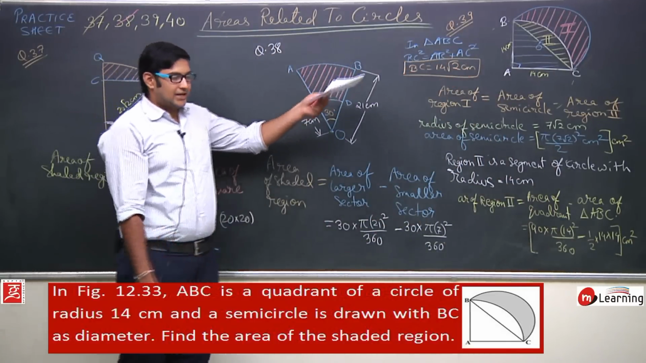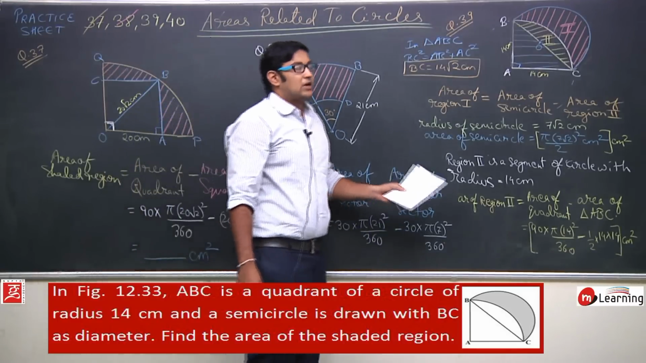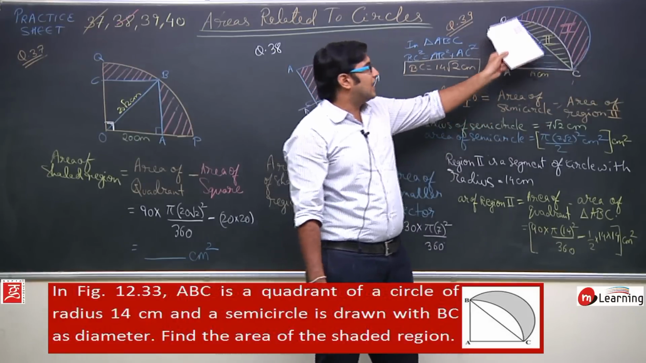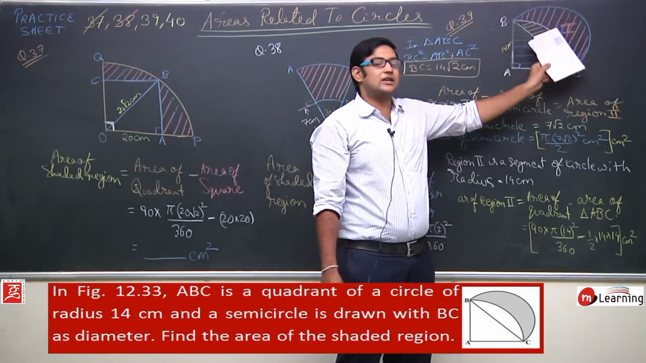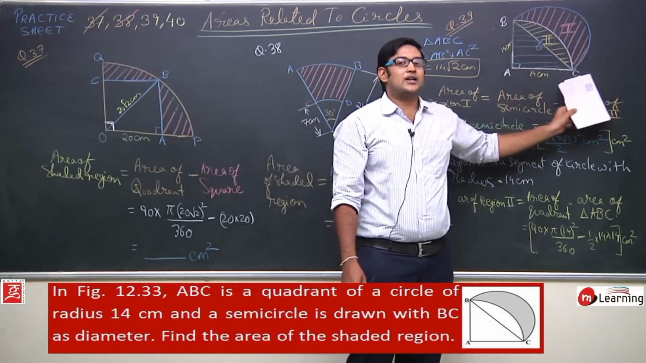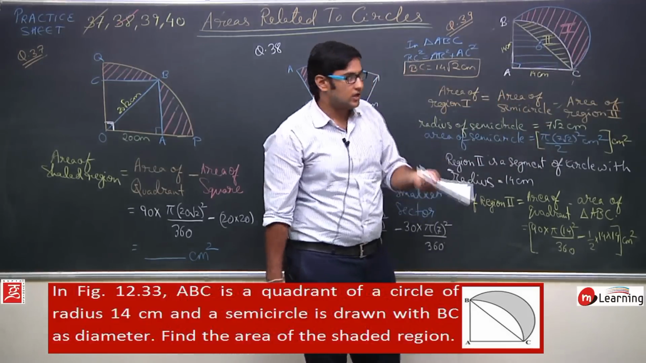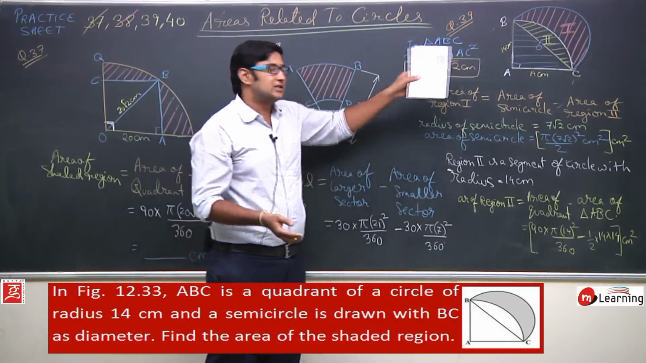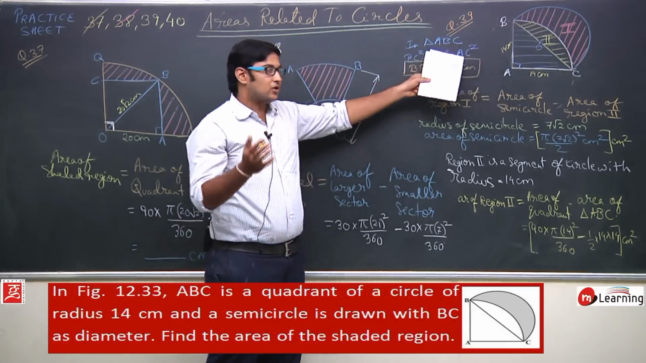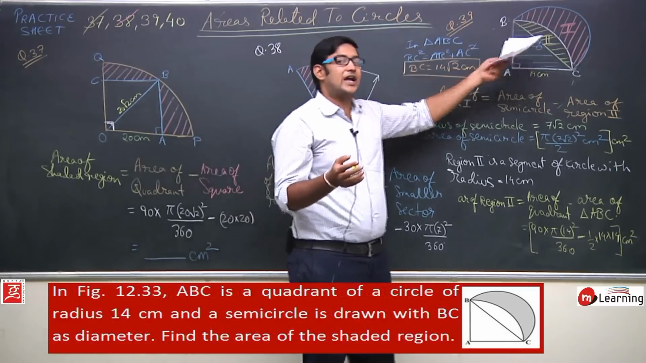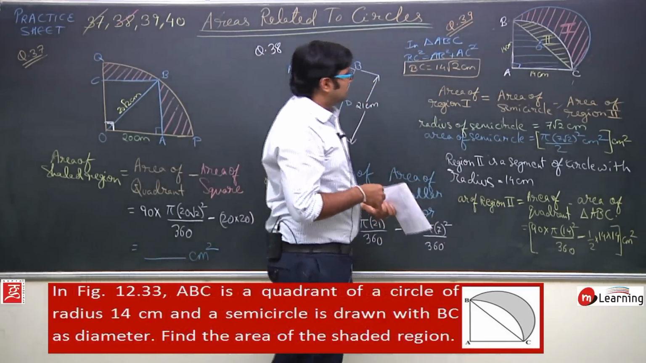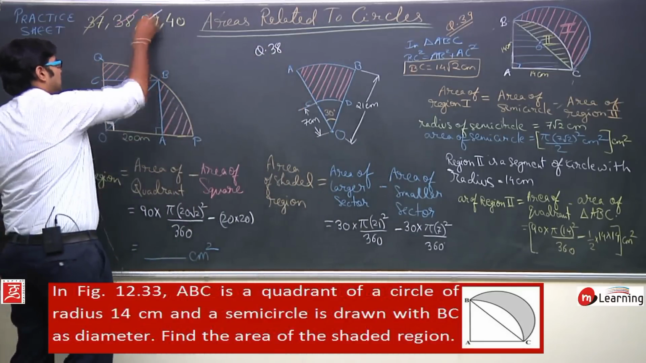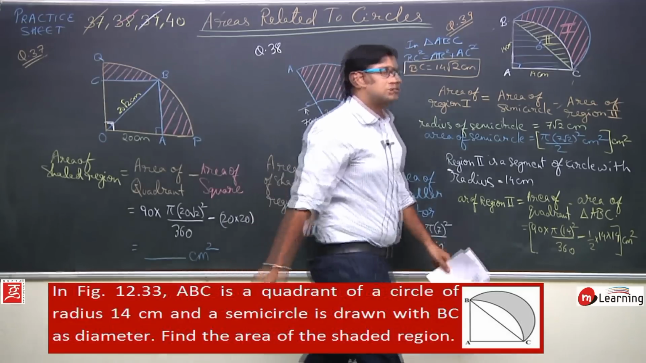Okay, so this is a bit tricky question. It's tricky because the diagram is very confusing. You might feel that this particular semicircle is the portion of the quadrant, but this is not the quadrant. This is the semicircle drawn with BC, the hypotenuse of this triangle or the chord of this quadrant, as the diameter. So this is the solution for question number 39. First you note this, then we will solve the 40th one.